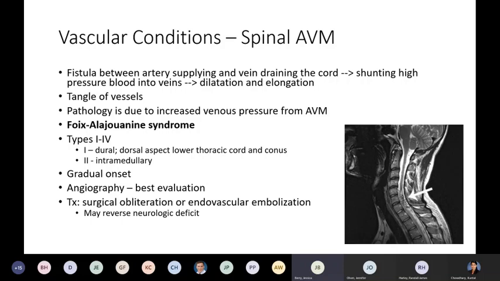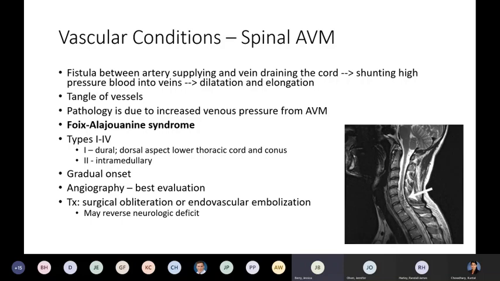There are 4 types of AVM, with 1 and 2 being more common, and 1 being the most common. Type 1 is in the dural space, typically occurring in the dorsal aspect of the lower thoracic cord and conus, and type 2 is intramedullary. Type 3 is a type of juvenile malformation involving the spinal cord parenchyma, and type 4 is intradural extramedullary. Both of those are more rare.